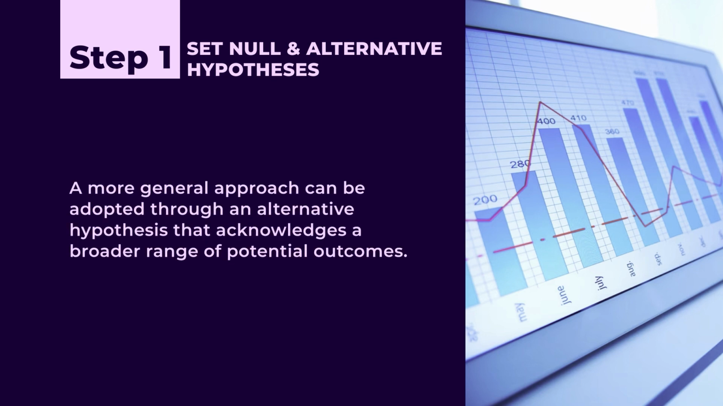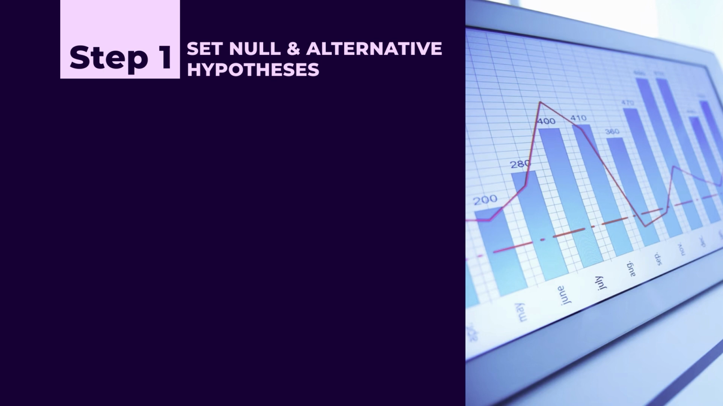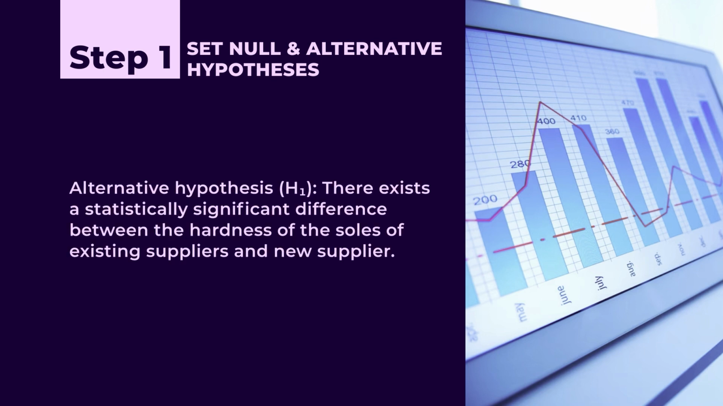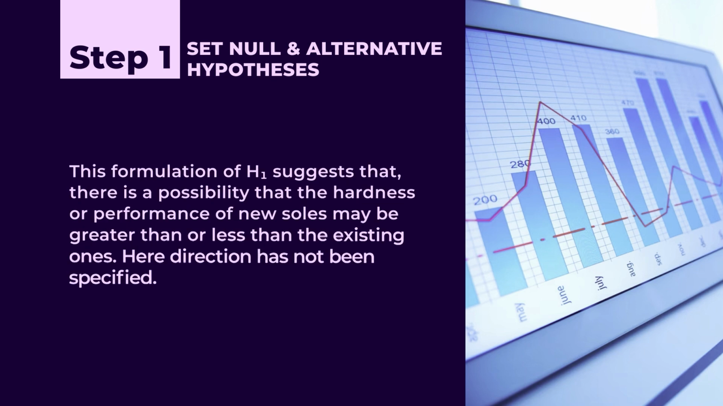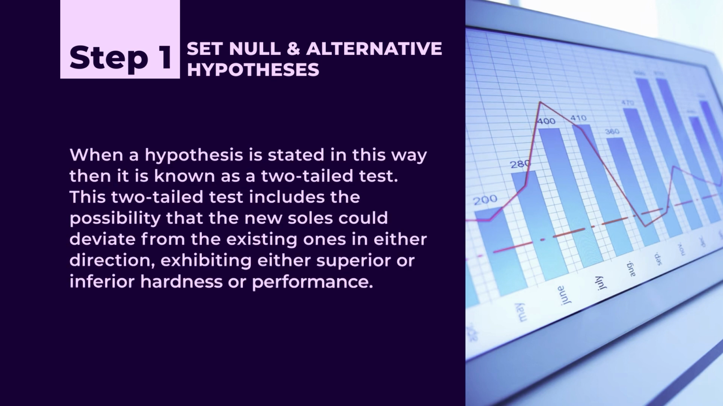In another way, a more general approach can be adopted through an alternative hypothesis that acknowledges a broader range of potential outcomes. The alternative hypothesis can be stated in another way as there exists a statistically significant difference between the hardness of the soles of existing suppliers and new supplier. This formulation of alternative hypothesis suggests that there is a possibility that the hardness or performance of new soles may be greater than or less than the existing ones. Here direction has not been specified. When a hypothesis is stated in this way, then it is known as a two-tailed test.